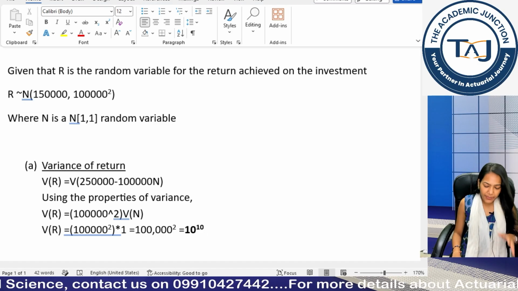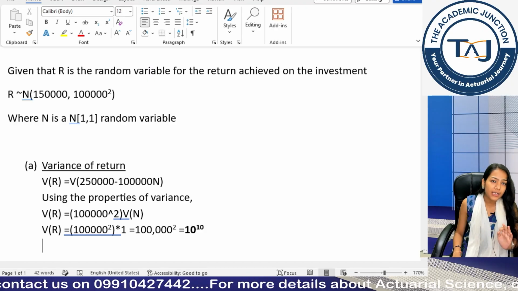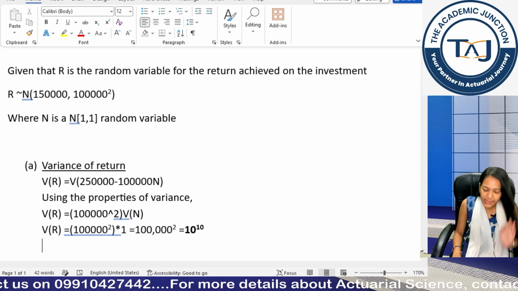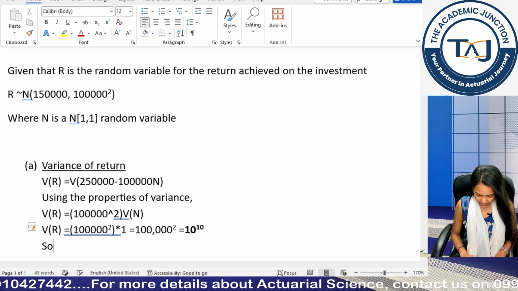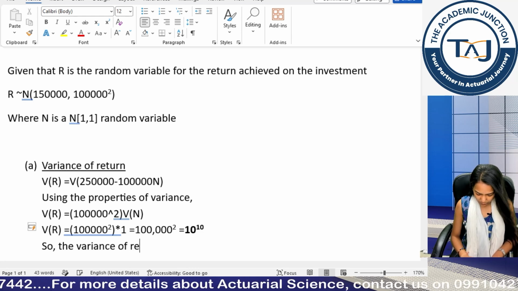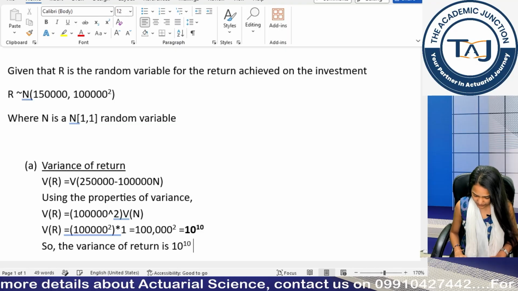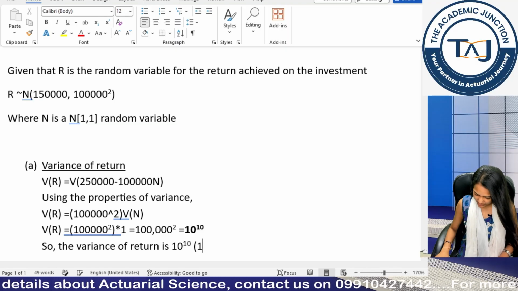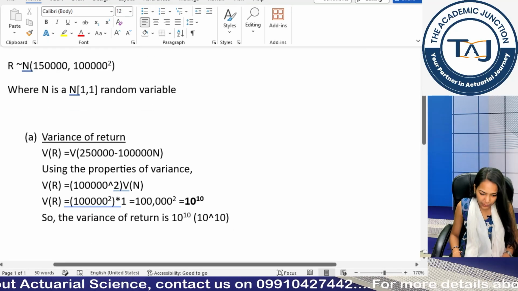Now, as I mentioned, please make sure you are writing the statement of conclusion in your final answers in papers like CS2 and CM2, because they are considered higher level papers. So, you can write, the variance of return is 10 to the power 10, or you can simply write this as 10 to the power 10. Whatever suits you, that is completely up to you.